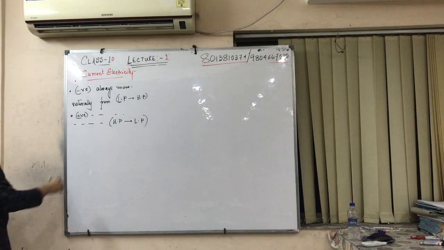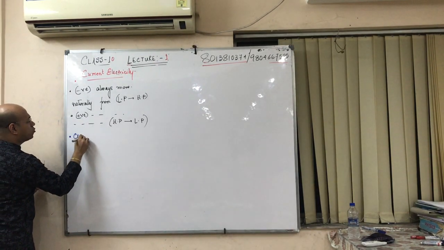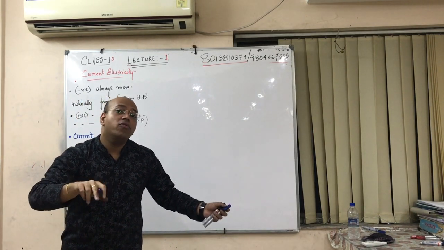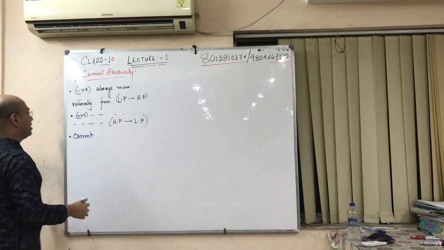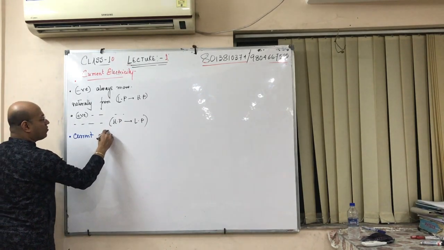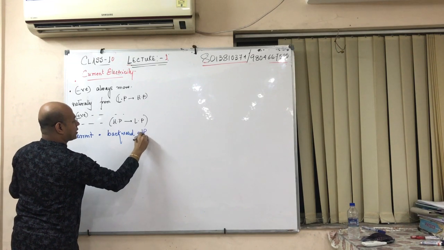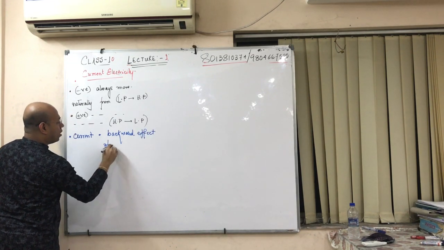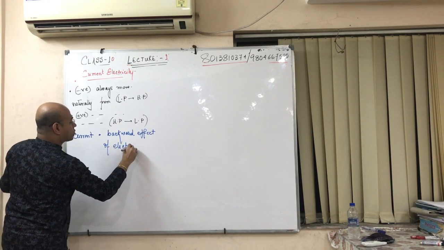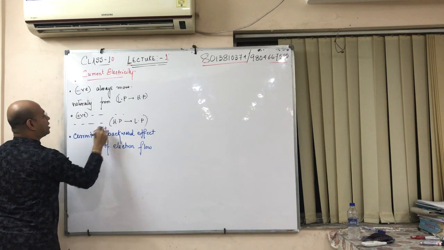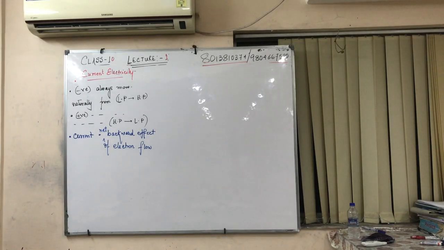Answer: what is current? We say current is the backward effect of the flow of electrons. Current is assumed to be the net backward effect of electron flow. I use the word net backward effect. Yes, I will use this word. While I am using this word, we will come to know why.